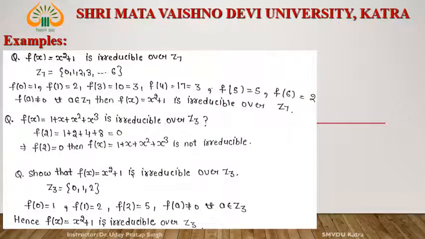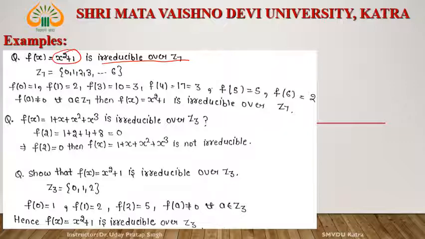See, x squared plus 1 is irreducible over Z7. Later on we will see some more examples based on EIC. But let's see a different kind of example. x squared plus 1 is irreducible over Z7. If this polynomial is irreducible over Z7, then it doesn't have any root in Z7.